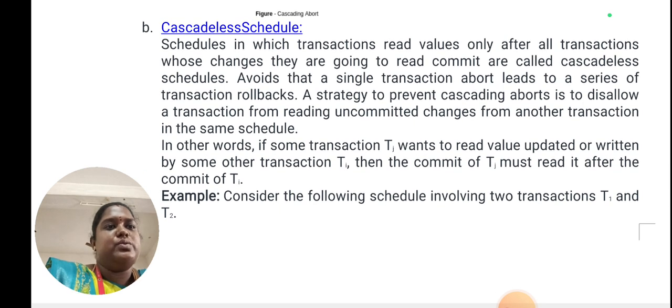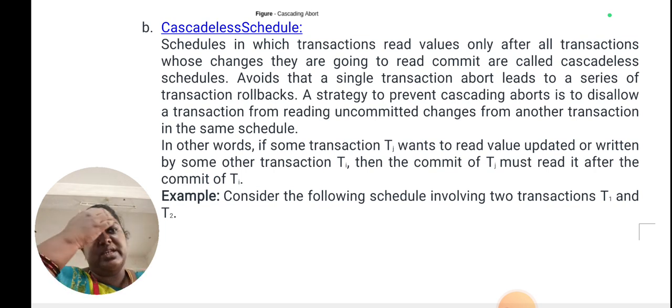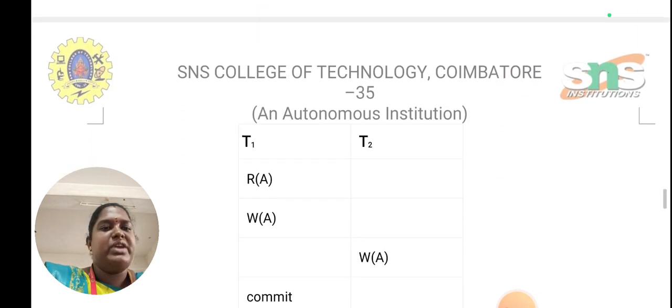Cascadeless schedules are those in which transactions read values only after all transactions whose changes they are going to read have committed. They avoid a single transaction abort leading to a series of transaction rollbacks. A strategy to prevent cascading abort is to disallow a transaction from reading uncommitted changes from another transaction in the same schedule. In other words, if some transaction Tj wants to read a value updated or written by some other transaction Ti, then Tj must read it after the commit of Ti.